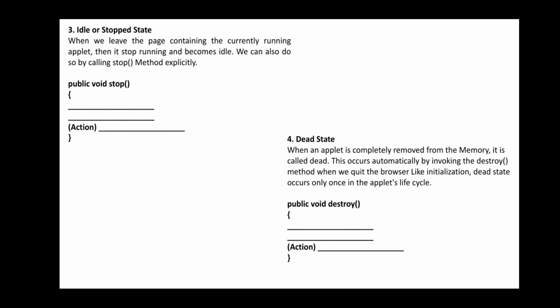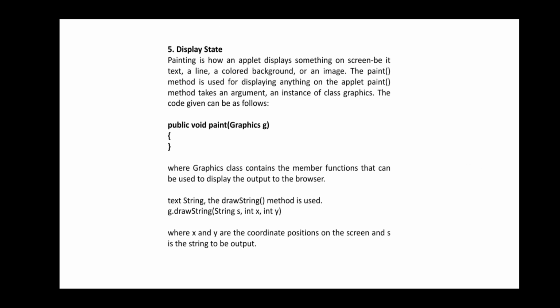Dead state means totally finished, its work is completed, all the execution is done. You are going to close it or come back to execute the next program. That is called a dead state. Then the display state is called painting, meaning what you want to display on that applet. I want to display a circle, a line, or give values for variables. All those things can be done by defining them in your display state.